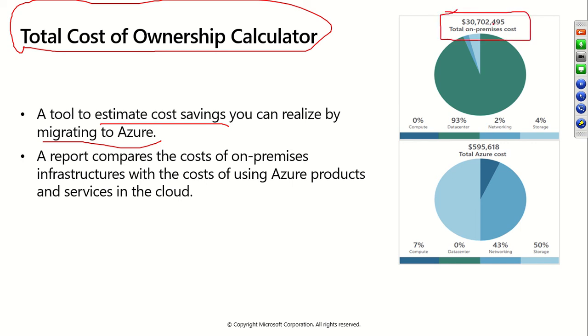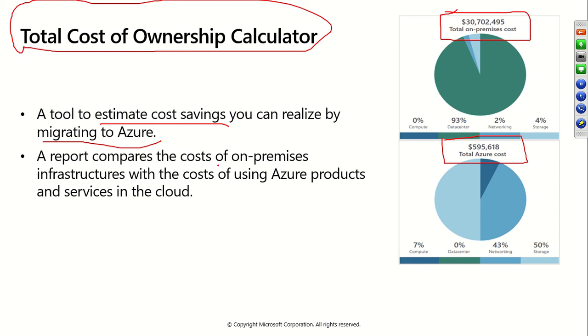If you come to cloud, you can see you will spend, you see, $595,000 as against this. And what would that give you? That will give you 7%, 43% on networking, and 50% savings on storage. So if you look at this, that is telling you how much you will save. So here you will spend as much as this, and here you will spend as much as this.